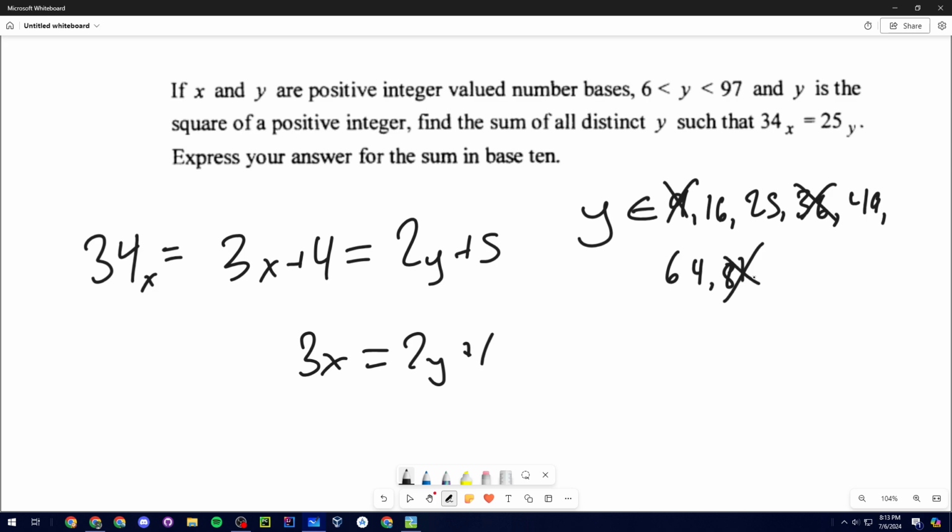16 works. 16 is 32, 32 plus 1 is 33. So 16 works, so I'll say y can equal 16. 25 makes 51, which is a multiple of 3. 49 is 98 plus 1, which is 99, so that's a multiple of 3. Then 64. 2 times 64 is 128, plus 1 is 129. 1 plus 2 plus 9 is a multiple of 3. So 64 works. Wow, that's perfect.